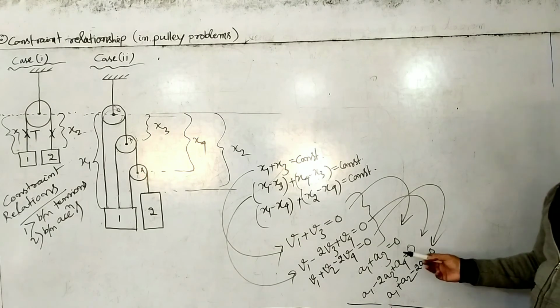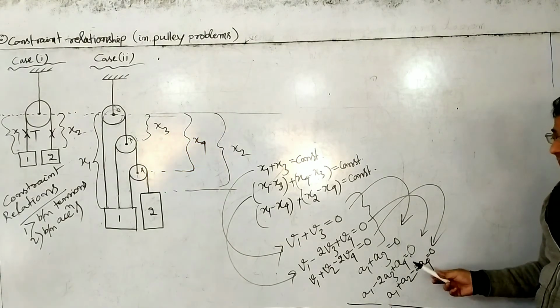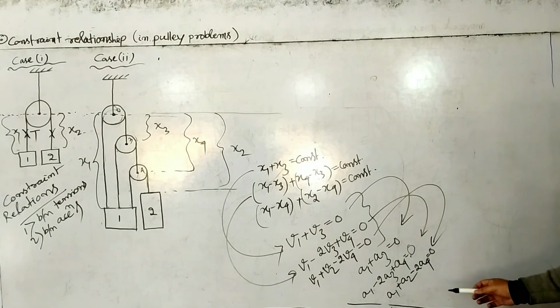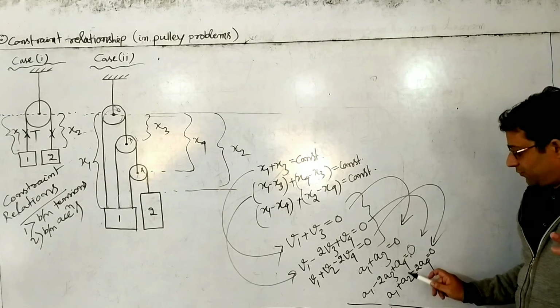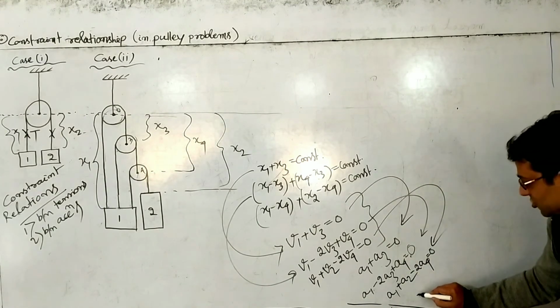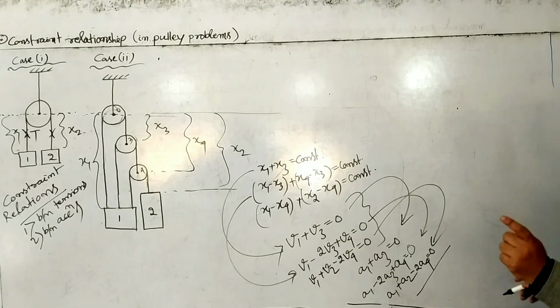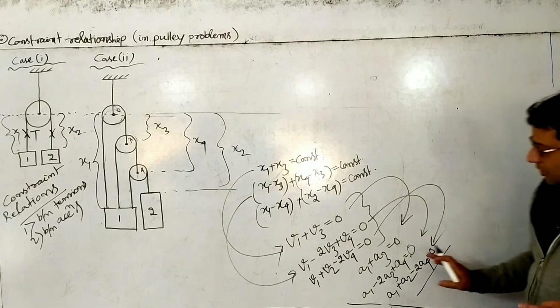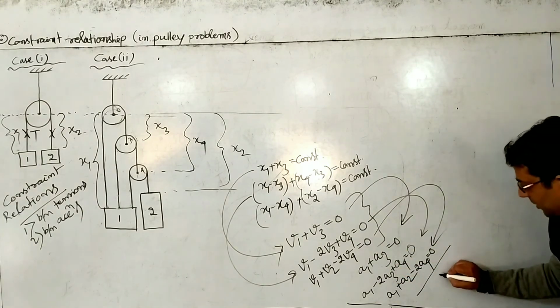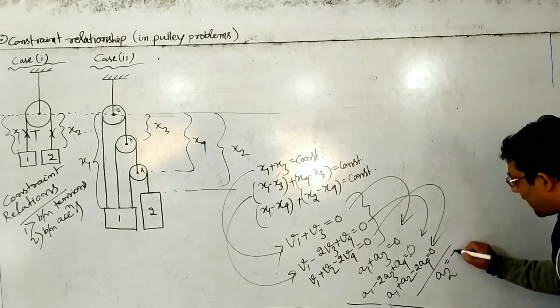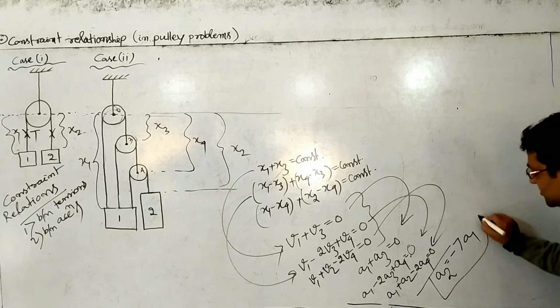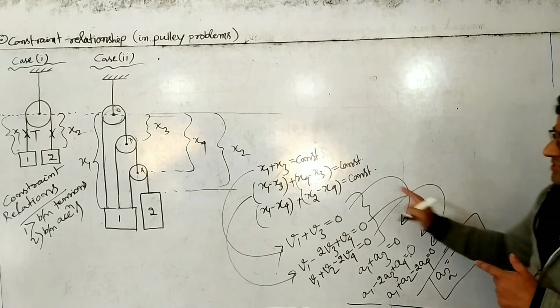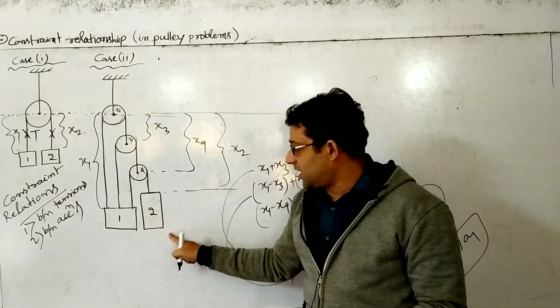Now see, finally we got three relationships between the accelerations. And how many unknowns are there? A1, A2, A3, A4. 4 unknowns are there and 3 equations are there. So, if you solve this, we will not get any number. However, you solve these things and the final answer coming is A2 is equal to minus 7A1, which is the relationship between the acceleration of the first block and the acceleration of the second block.